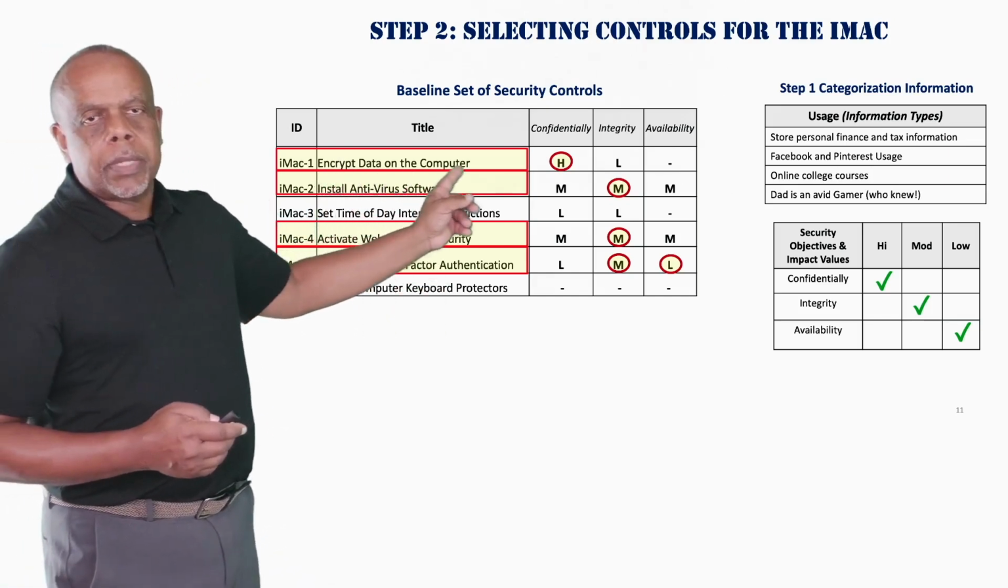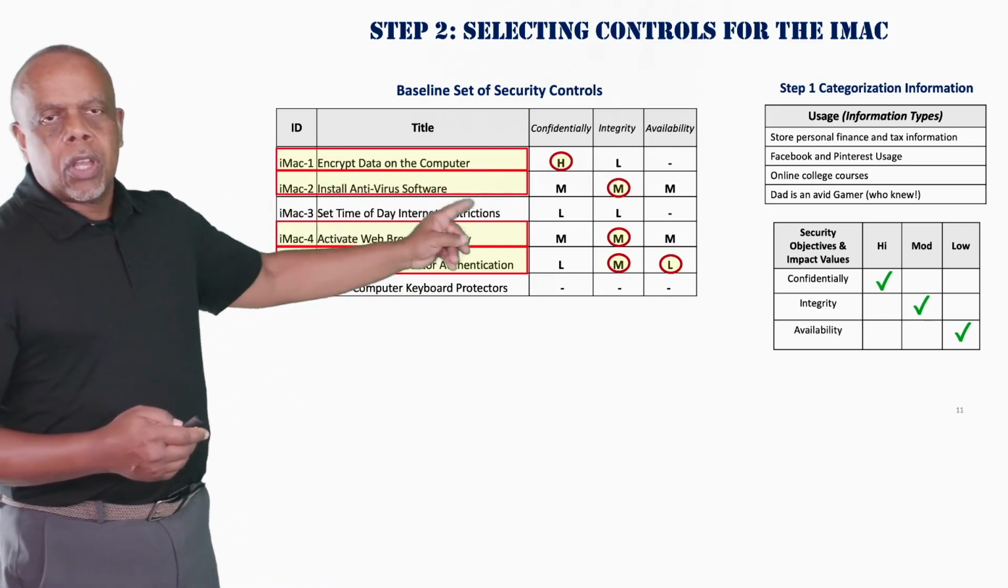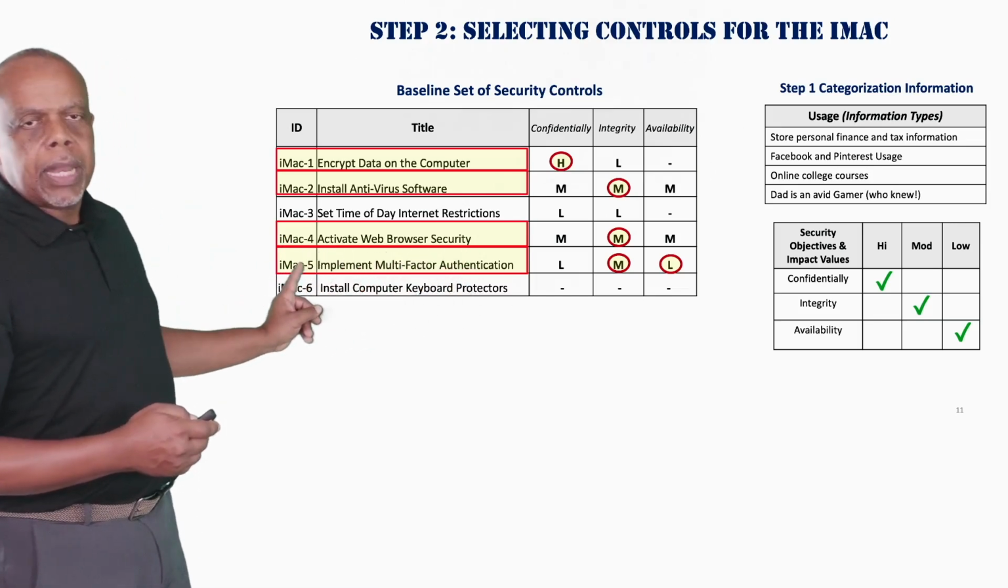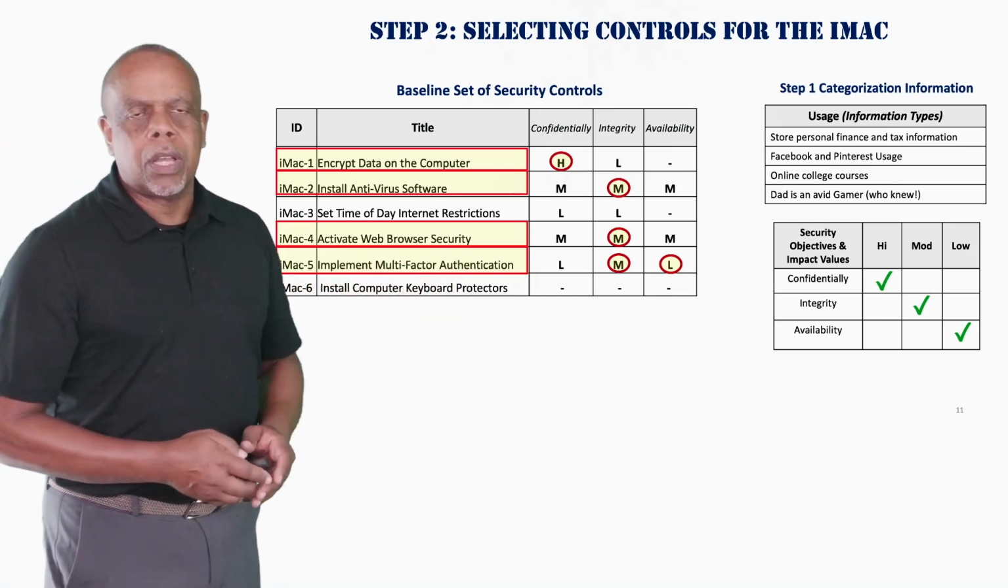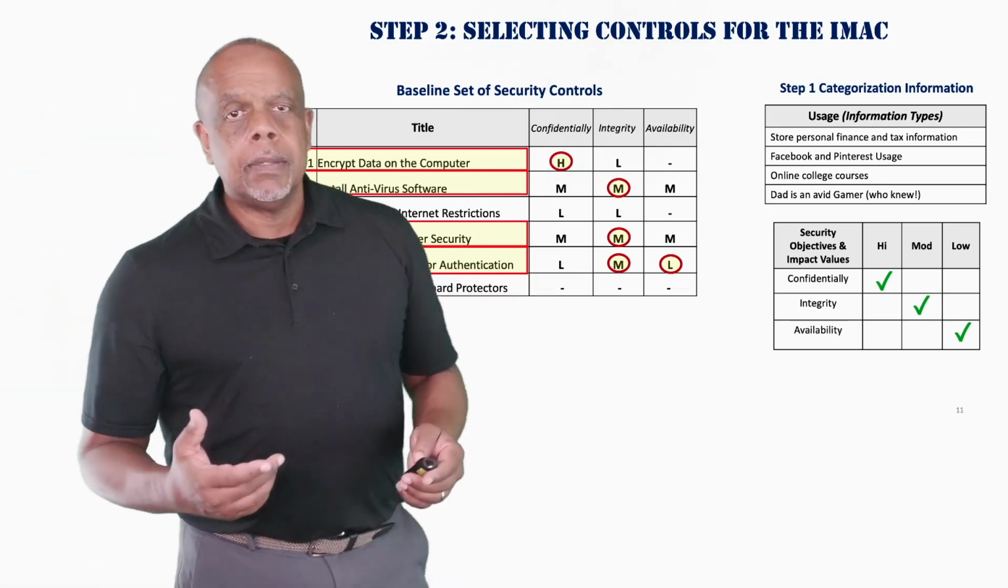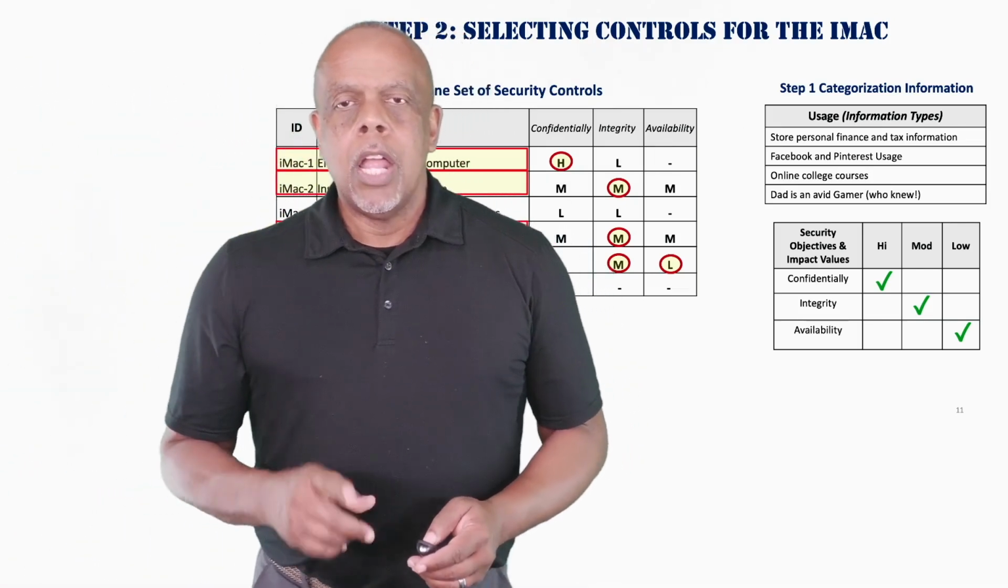IMAC 1, encrypt data on the computer. IMAC 2, install antivirus software. IMAC 4, activate web browser security. And IMAC 5, implement multi-factor authentication. Am I finished? What do you think? Am I done? Can I just go start that? No, I can't.